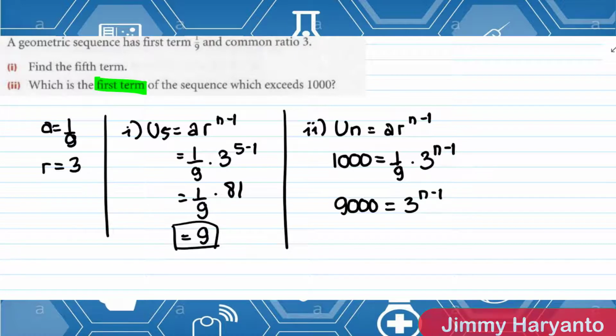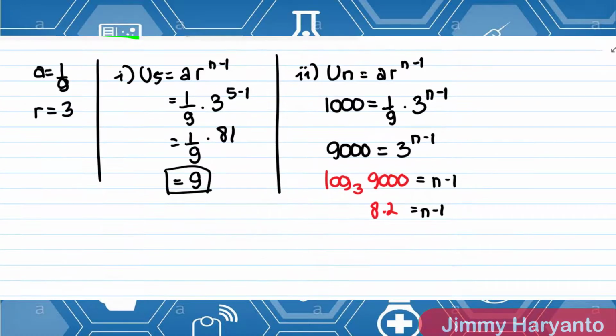We have to use logarithm in these questions, so it will be log base 3 of 9000 equals n minus 1. Sorry, log base 3 of 9000. It will be 8.2, guys. 8.2 equals n minus 1. So n will be 9.2.